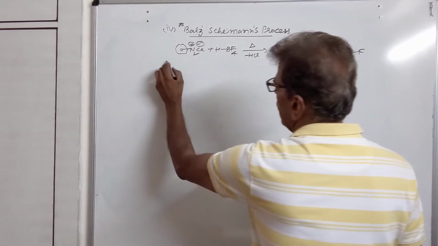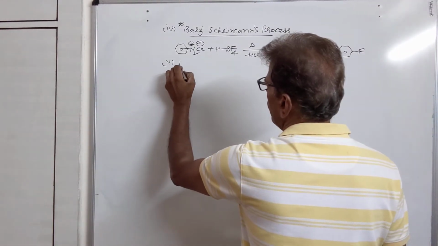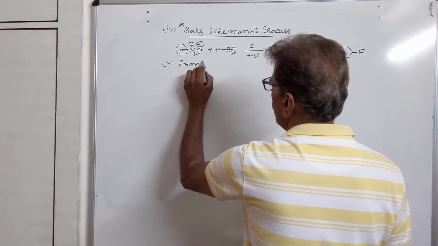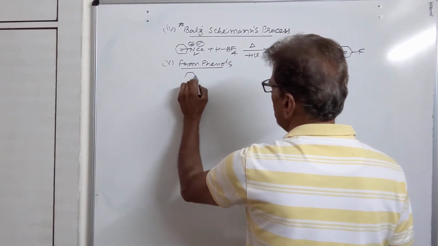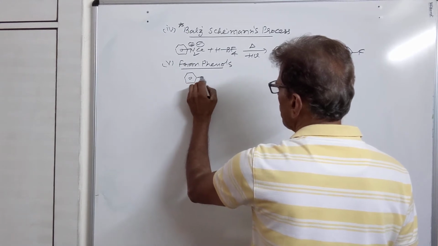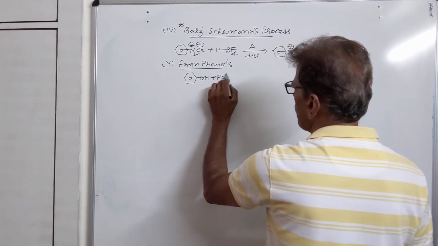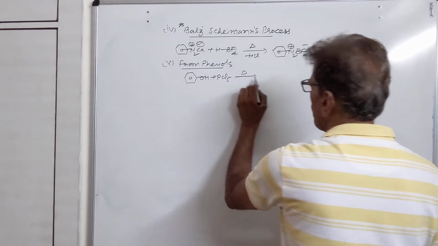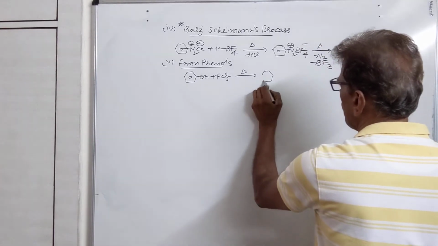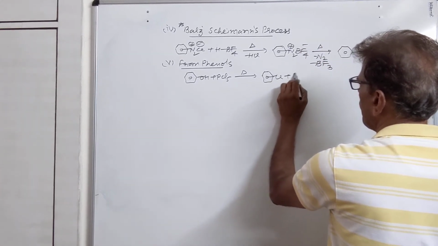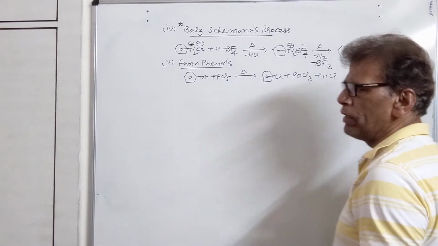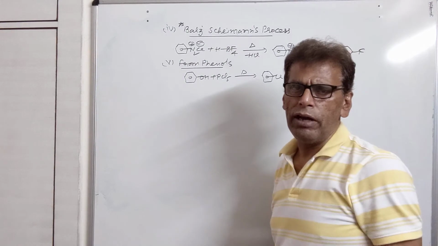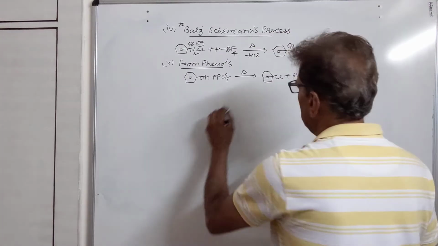Then we have the fifth method from phenol. When phenols are treated with PCl5, they will give you chlorobenzene. The drawback of this method is we get triphenyl phosphate as a major product.